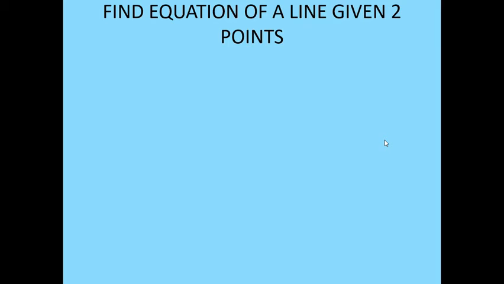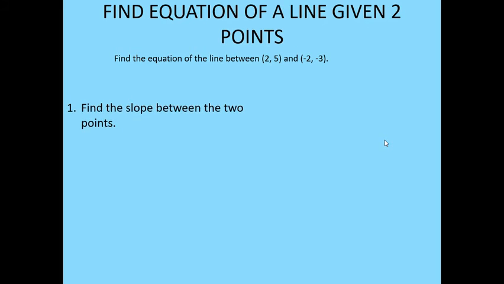Finding the equation of a line given 2 points. Okay, let's say we're given 2 points for an equation, 2, 5, and -2, -3. We're going to find the slope between these 2 points. So we take our values, -3, -5, and we divide it by -2, -2. So we get -8 over -4, which means the slope is 2.